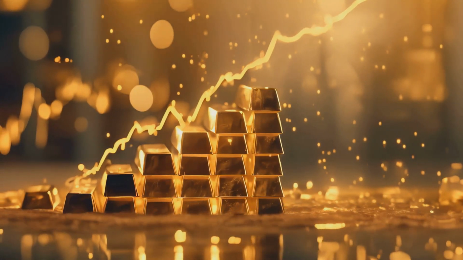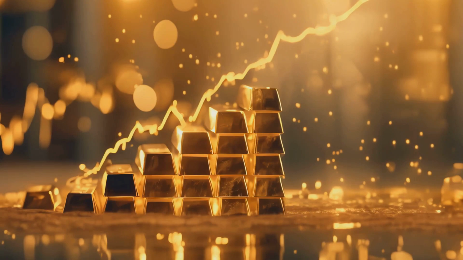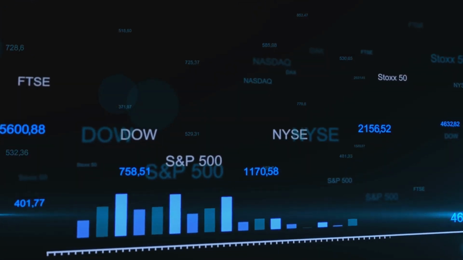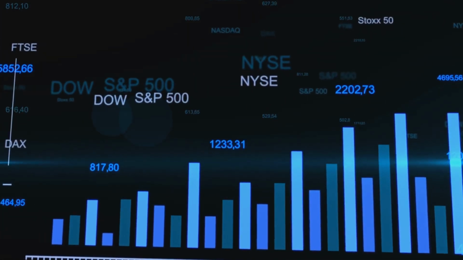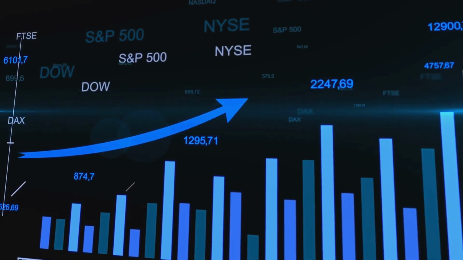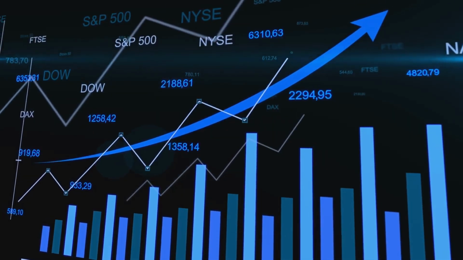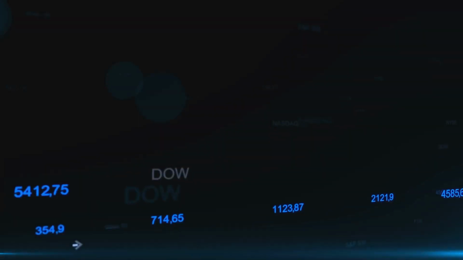Market roller coaster. Gold hit a record $3,500 per ounce. The dollar index slumped to a 3-year low, while the pound and yen rose to 7-month peaks. By the close, the S&P 500 was up 1.5% and the Nasdaq rose 1.8%, as Treasury Secretary Scott Bessent hinted at possible de-escalation with China.